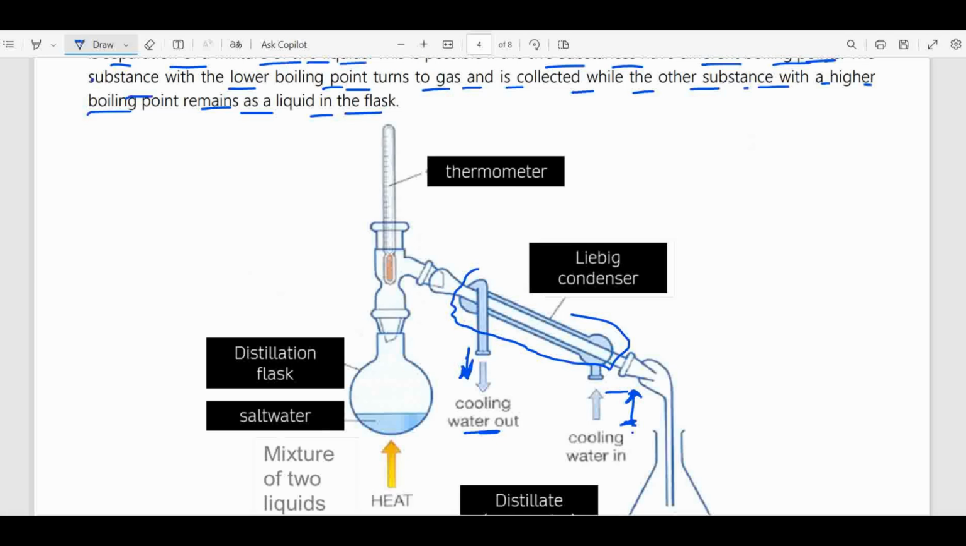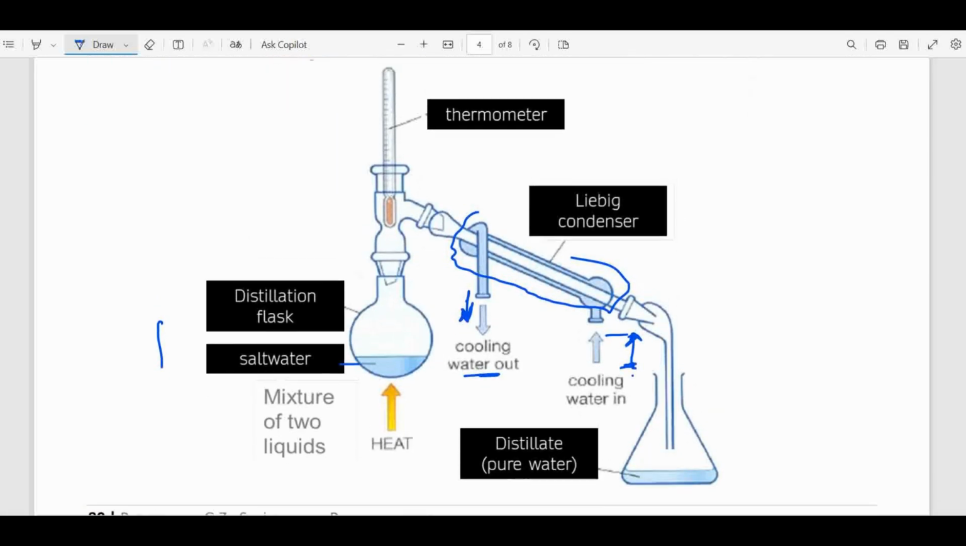So the cooling water comes out here and goes in from this point. So you have your distillation flask, you have your salt water, and you have a mixture of two liquids. Now you apply heat. What happens as the vapor continues to pass through this? You have your pure distillate that will be cooled down again here. So it will become a gas while it's passing through this phase, then comes out here as distillate.